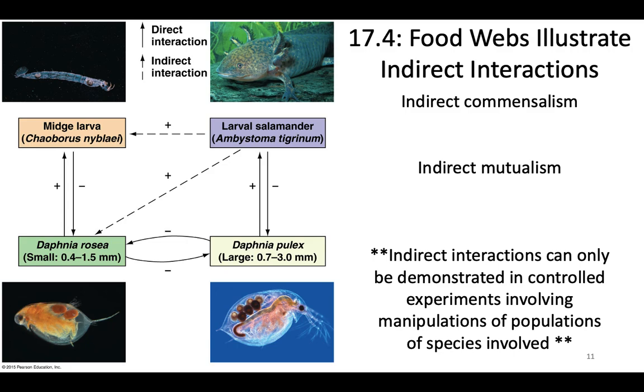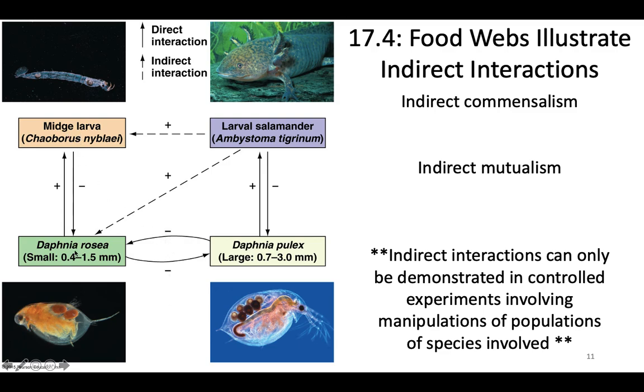In this example that we have here, I have a practice question that's kind of similar to this in the thing that I uploaded for exam review. A positive means there's a positive impact, negative means they're negative. So Daphnia pulex positively impact larval salamander populations because the larvae eat the Daphnia. The salamanders feed on the Daphnia, so they negatively impact it. The Daphnia pulex and Daphnia rosea are competing species, so they negatively impact each other.